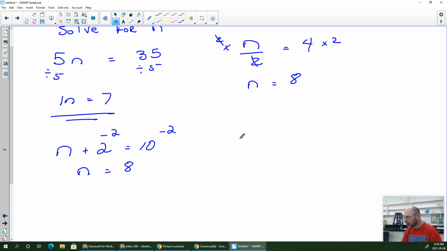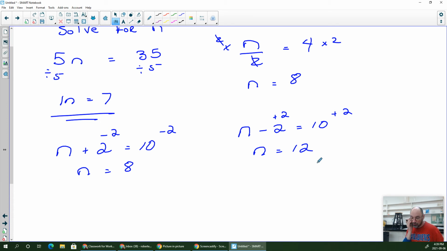Okay, for example, if it was the other way around, n minus 2 equals 10. Instead of subtracting a 2, we have to add a 2 to make it 0, right? So we have to add in this case. So that makes that 0. So this is n equals 12. Okay.